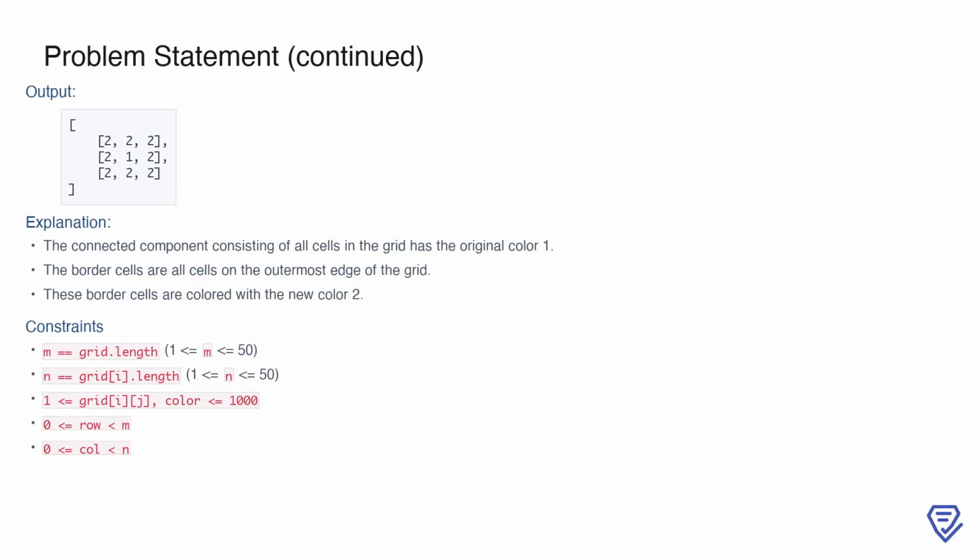Looking closer at the second example, the connected component containing the starting cell, 0, 1, is made up of the cells grid[0][1], grid[0][2], and grid[1][2], all of which have the original color 2. The border of this component includes the cells 0, 1, 0, 2, and 1, 2. Specifically, 0, 1 is next to a cell with a different color, grid[0][0] equals 1, while 0, 2 is adjacent to a cell with a different color, grid[1][1] equals 3, and 1, 2 is on the edge of the grid. These border cells are then recolored to 3 to produce the final output.